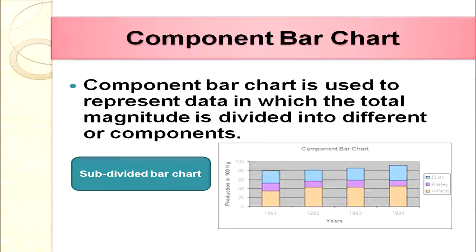So, let us discuss the component bar chart once again. A component bar chart is used to represent data in which the total magnitude is divided into different components. Now, let us see in the diagram, you can see three different colors, one is blue, one is purple, the other is nearest to orange. We can see these are the three components in the bar, that means three kinds of data are being given to us. So, this is a component bar chart.